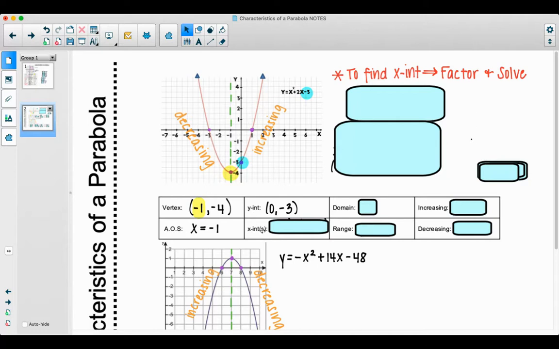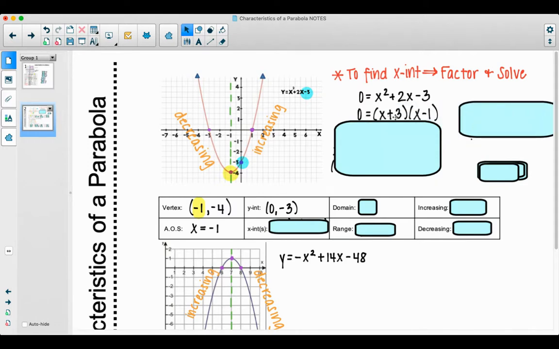Now the x-intercepts, we can look at the graph and figure them out, or we can factor and solve. So let me show you that. So we take the equation and we set it equal to 0. This is from last chapter. What two numbers multiply to -3 but add to +2? The only combination that works is x plus 3 times the quantity x minus 1.